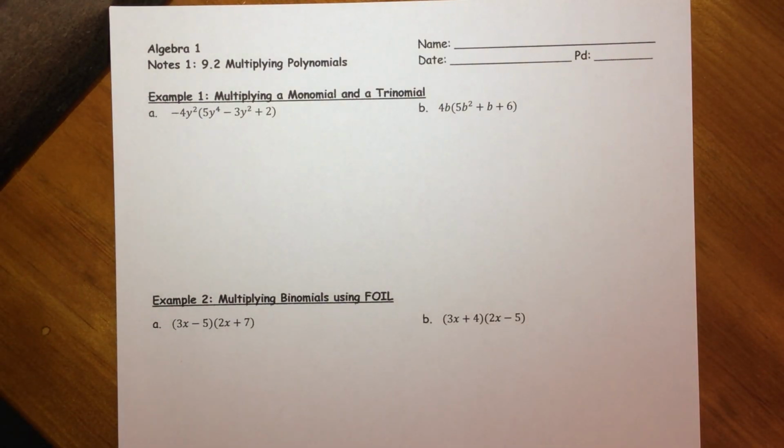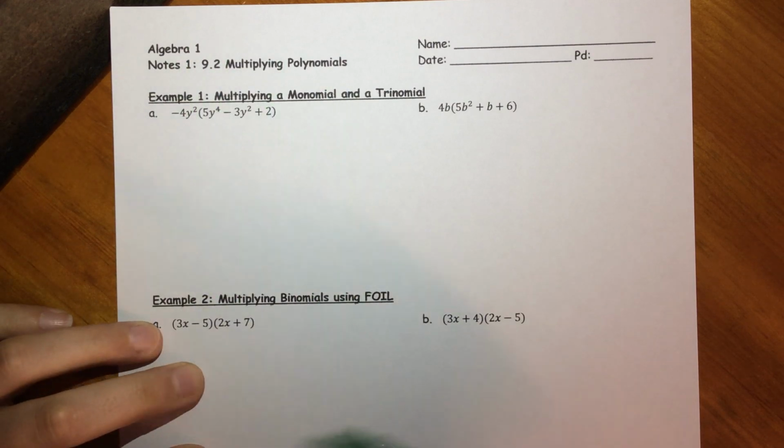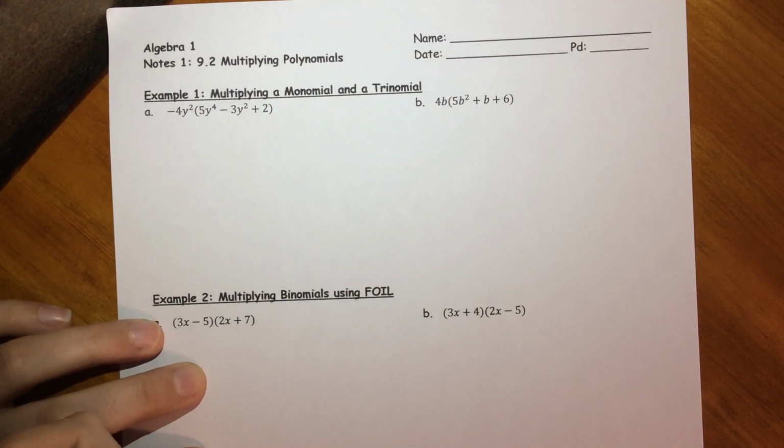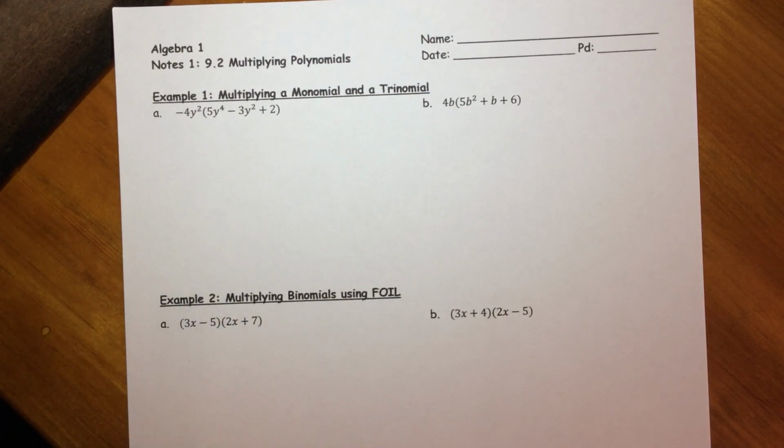All right, so today we're going to talk about section 9.2. So in section 9.1, we were talking about naming polynomials, so the different types of polynomials, adding and subtracting polynomials, which means we're combining like terms. So you add or subtract the coefficients and then keep the variable the same.